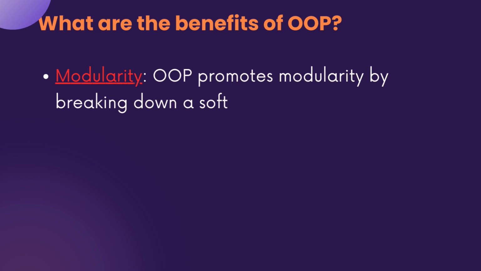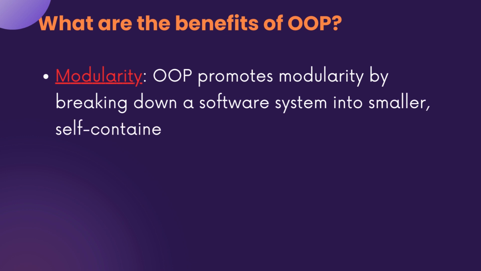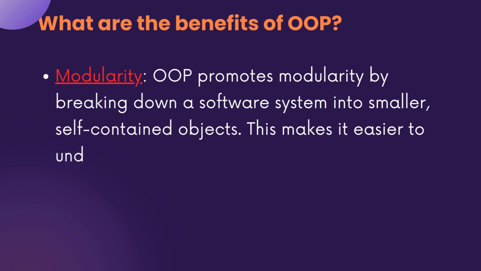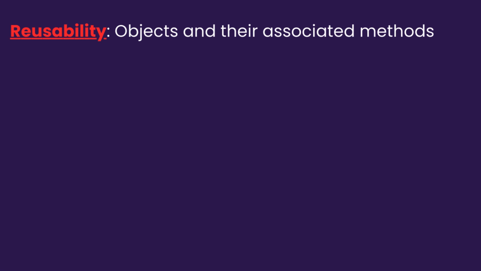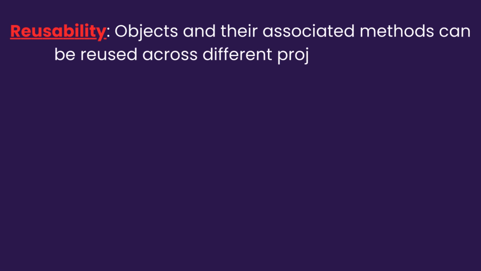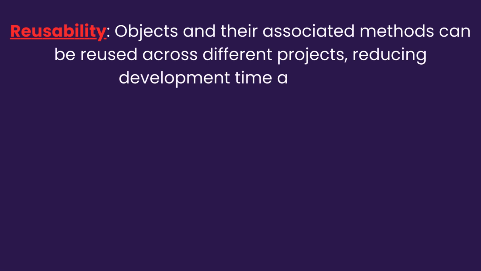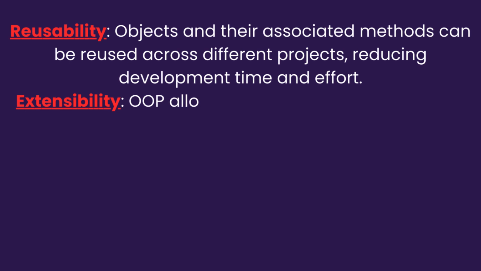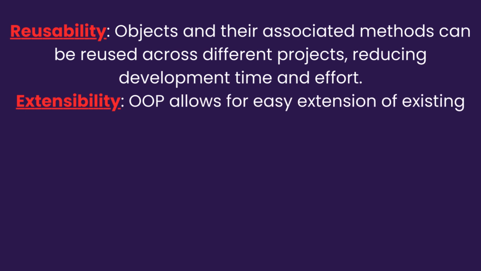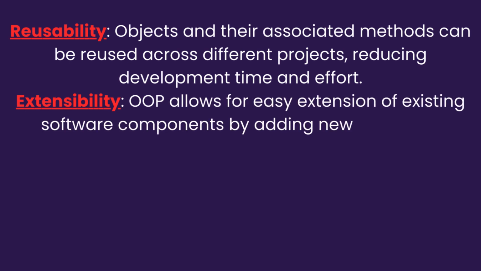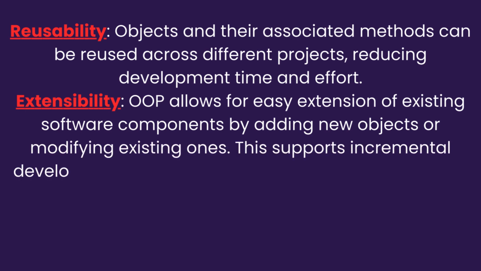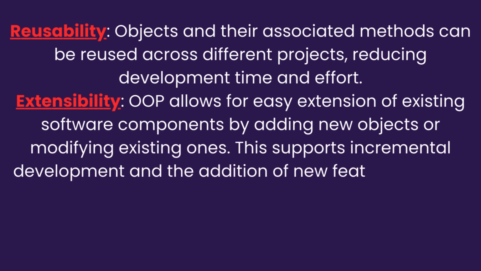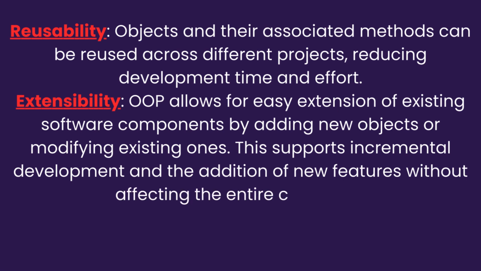By breaking down a software system into smaller self-contained objects, this makes it easier to understand, maintain, and modify code. Reusability: objects and their associated methods can be reused across different projects, reducing development time and effort. Extensibility allows for easy extension of existing software components by adding new objects or modifying existing ones. This supports incremental development and the addition of new features without affecting the entire code base.